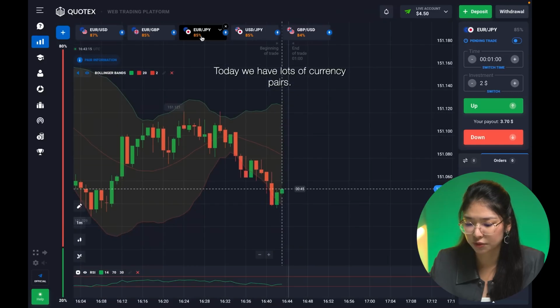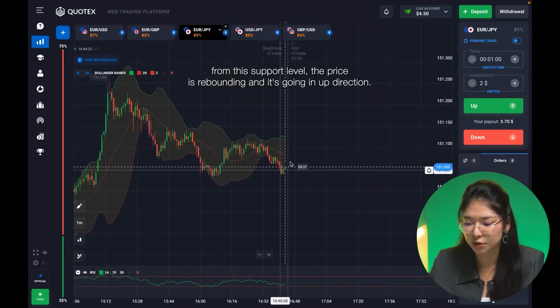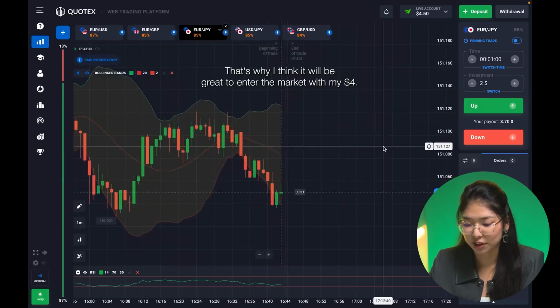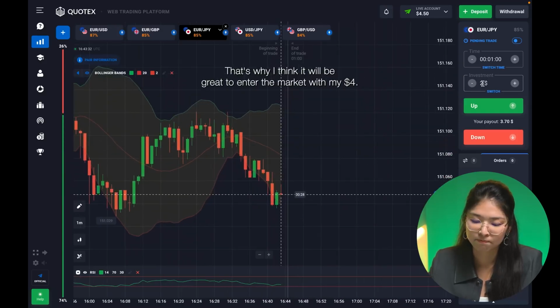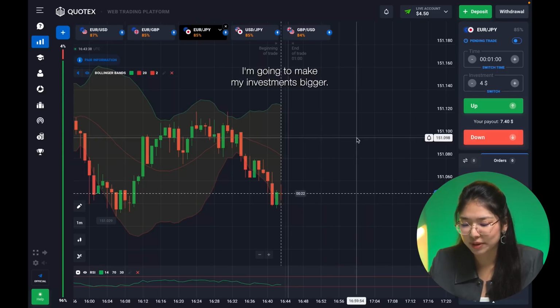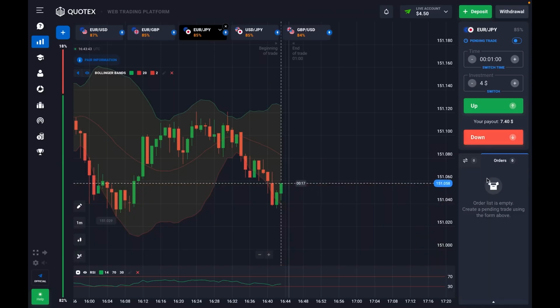Today we have lots of currency pairs. The choice is great, and this one is better because from this support level the price is rebounding and going in an up direction. So the price meets the key level, and that's why I think it will be great to enter the market with my $4. Yes, my balance is so small, but with each step, I'm going to make my investment bigger, and here be ready for a put option.